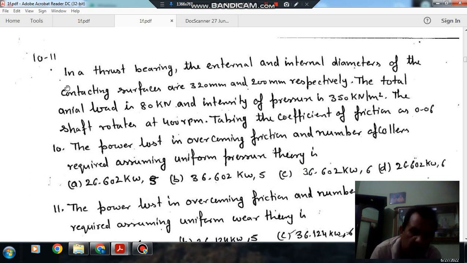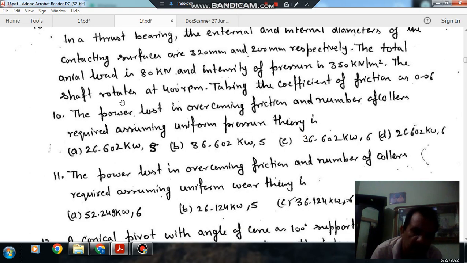The statement is: in a thrust bearing, the external and internal diameters of the contacting surfaces are 320 mm and 200 mm respectively. The total axial load is 80 kilonewton and the intensity of pressure is 350 kilonewton per meter square. The shaft rotates at 400 rpm, taking the coefficient of friction as 0.06.